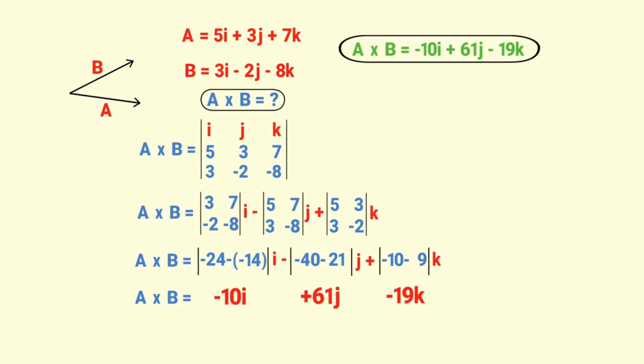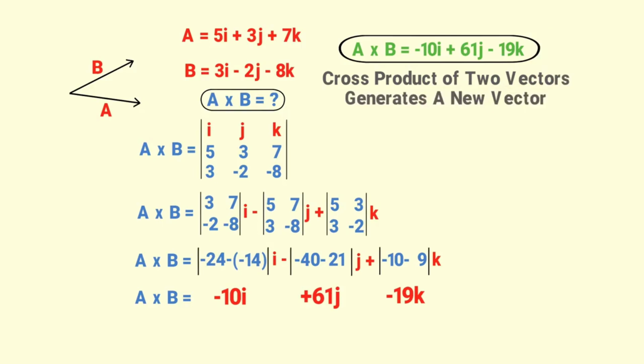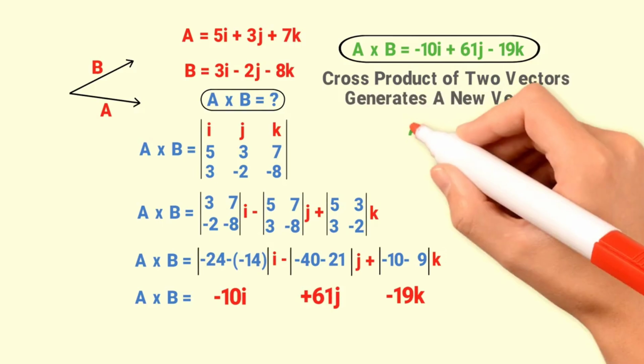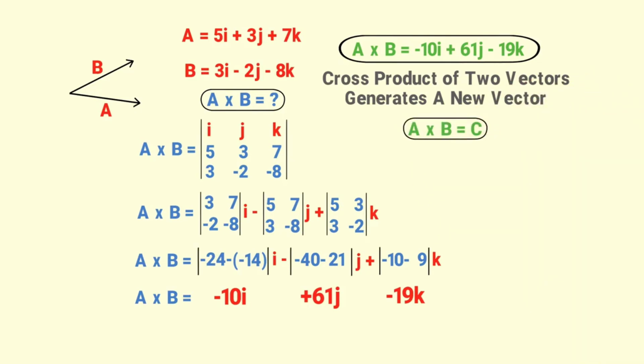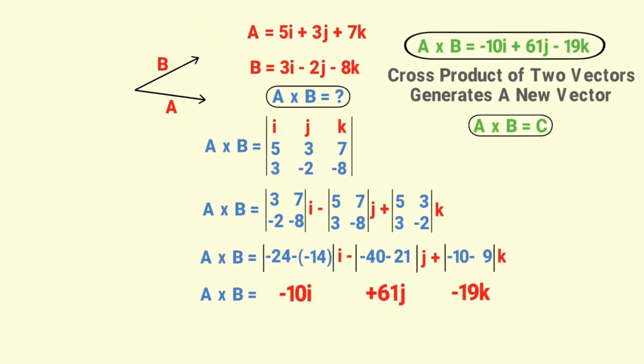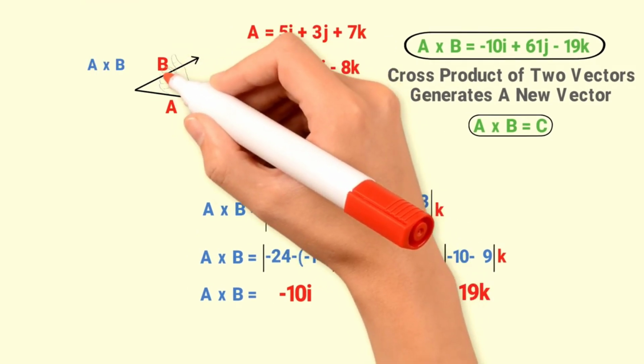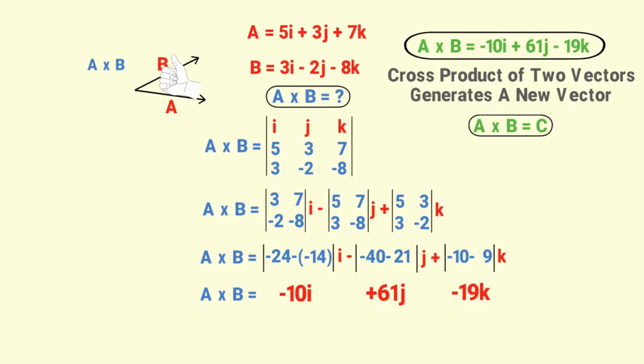From this example, we also learned that the cross product of two vectors A and B is equal to a new vector. Or you can say that the cross product of two vectors A and B generates a new vector C. Hence the cross product of A and B is equal to C. What about the direction of vector C? Well, we have A cross B. So curl your right hand fingers from A towards B. The thumb of your right hand points in the direction of vector C. So vector C is in an outward or upward direction. Thus by the right hand rule, we can easily find the direction of A cross B.